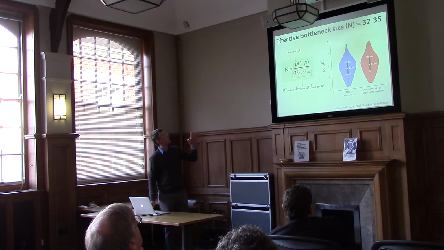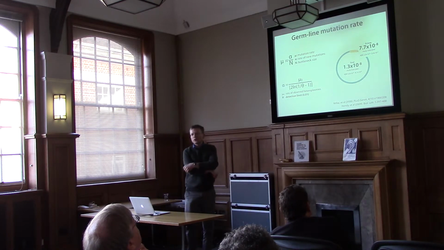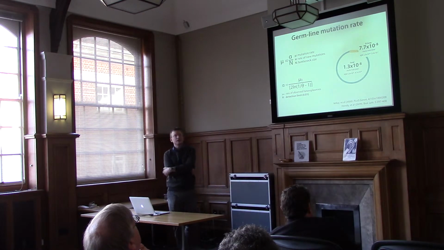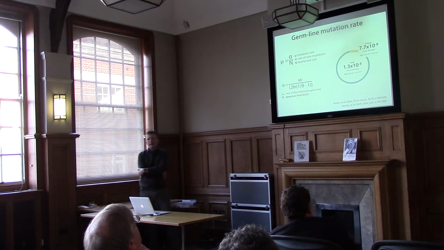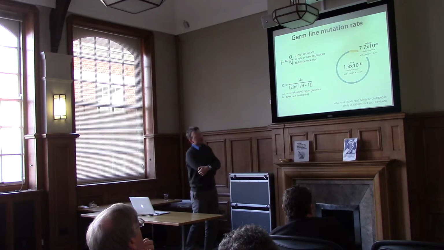Nevertheless, we did have quite a spread in possible sizes of bottleneck. But the other thing that this enables us to do is to start asking the question, what is the mutation rate? So essentially we're co-estimating these two properties, both the bottleneck size and then what is the actual rate at which new mutations arise.